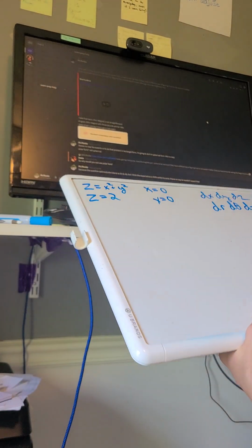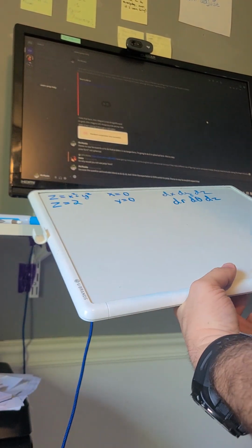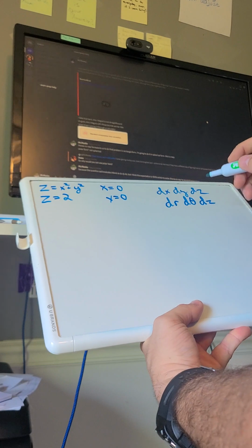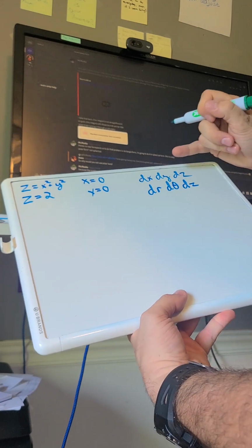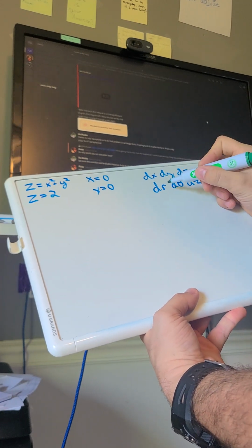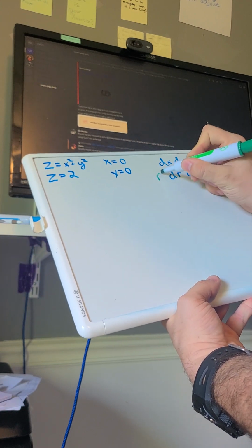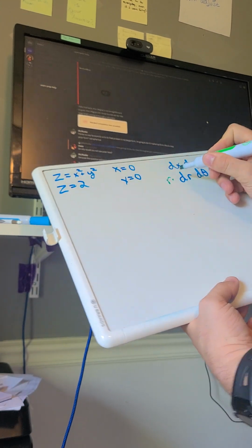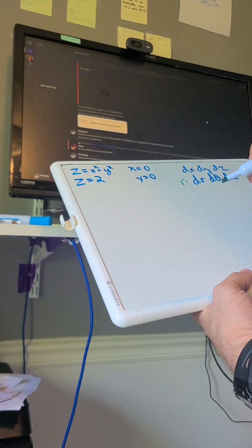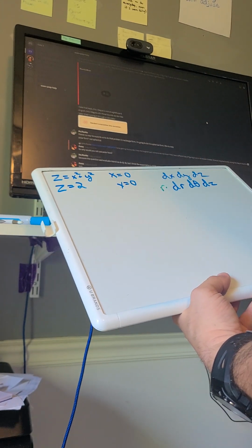All right, so converting this to polar, it's a lot more straightforward when you do it this way. So we're going to go from dx dy dz to dr d theta dz. But remember, you also get that extra r when you convert to polar. I'm just going to worry about the bounds.